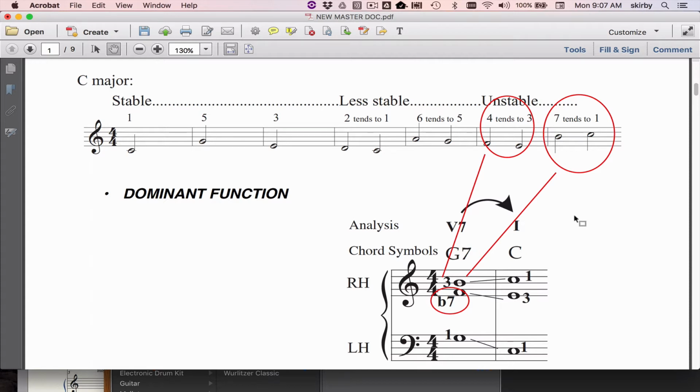And 7 really wants to go up to 1. 7 is called the leading tone. It's defined as a note which is a half step below the target chord. It's also the 7th note of a major scale. And it's the 7th note of the harmonic minor scale.